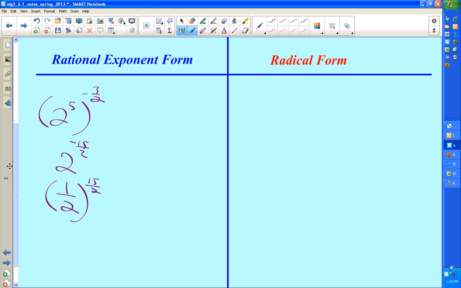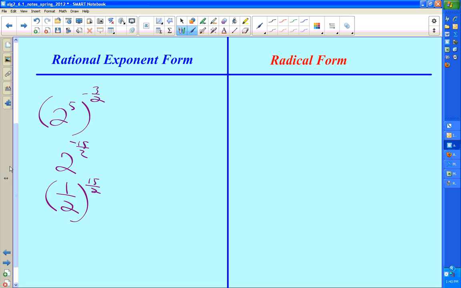All a negative tells you to do is flip. So this is the base. We flip it, you get 1 over 2, and we lose the negative. We don't flip the exponent. It wouldn't be 1 over 30, because 15 times 2 would be 30.